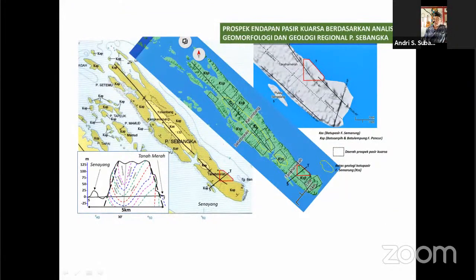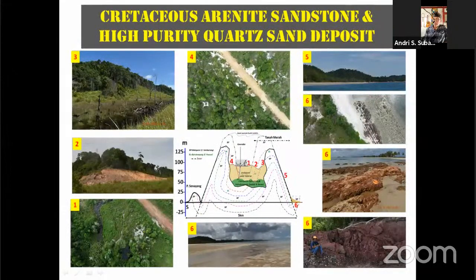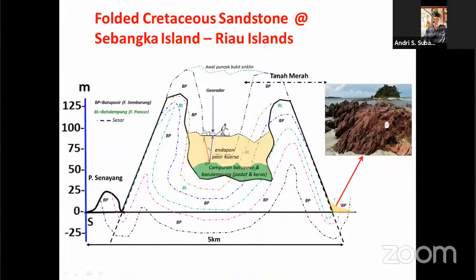This is the Sebangka that has some anticlinorium, or syncline and anticline. This is the folded Cretaceous red sandstone that also produces some high purity quartz on the beach. This is the Cretaceous arenite sandstone for high purity sand deposit in the Riau Islands.